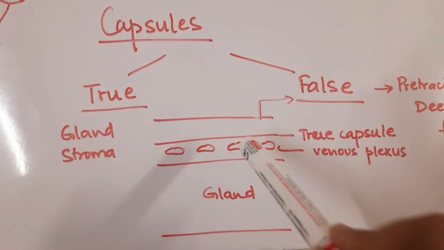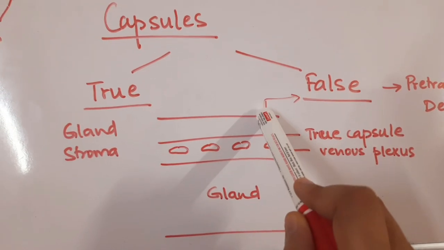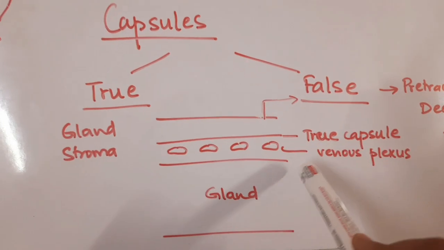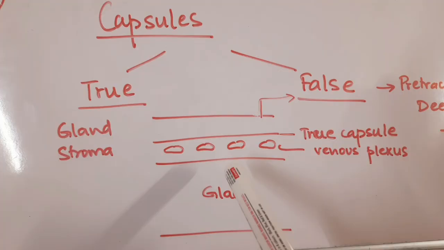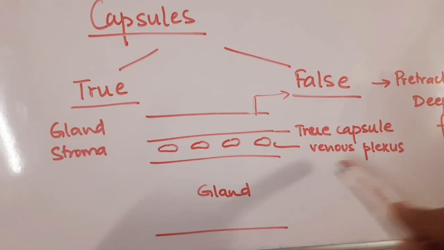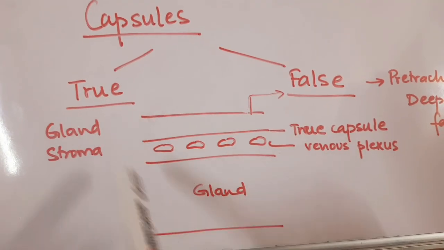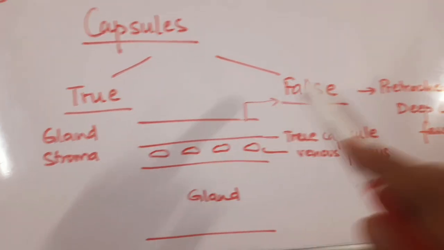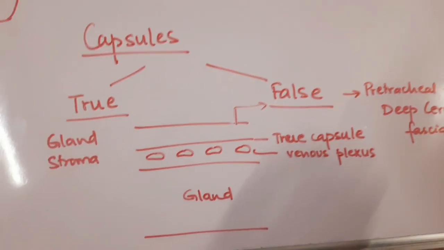And if we look at this gland, again this is the gland stroma, this is the true capsule and this is the false capsule. Underneath the true capsule we have a venous plexus. So whenever we do a thyroidectomy, the true capsule is left behind so as to preserve this venous plexus. So these are the capsules. The true capsule formed from the gland stroma itself and the false capsule coming from the pretracheal layer of deep cervical fascia.